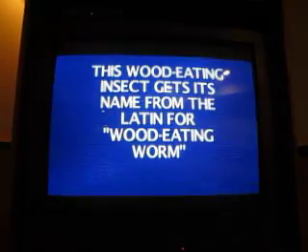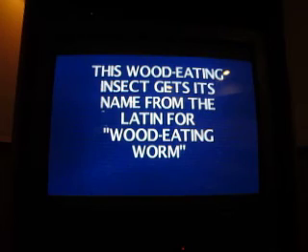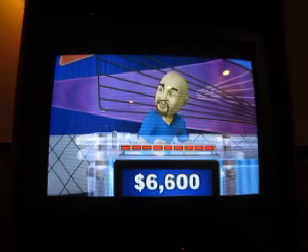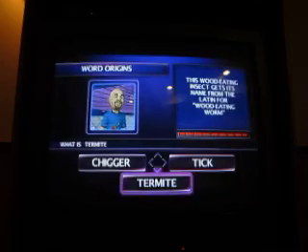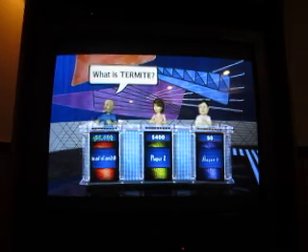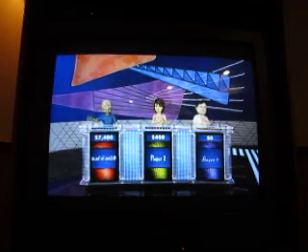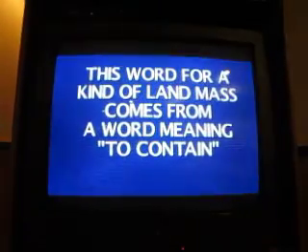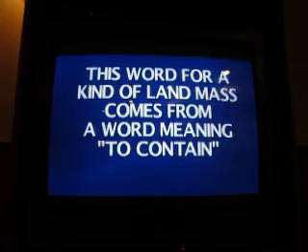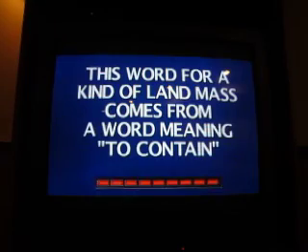This wood-eating insect gets its name from the Latin for wood-eating worm. It's player one. What is termite? Right you are. 1200, player one. This word for a kind of landmass comes from a word meaning to contain. What is peninsula?